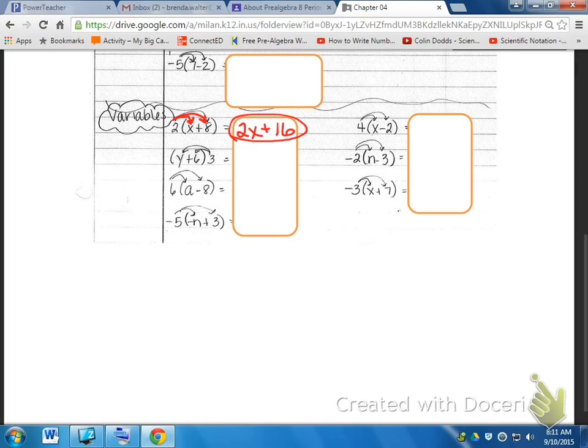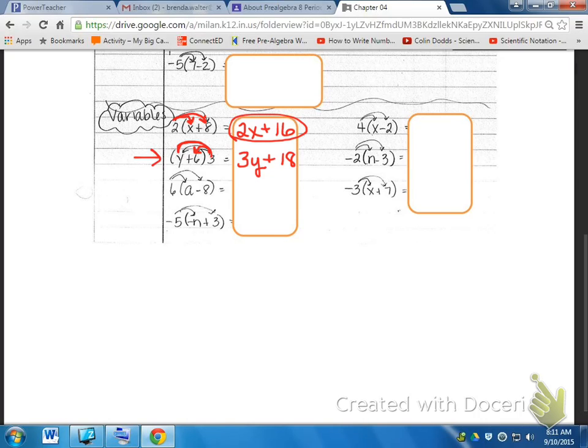Okay, let's go to this one. Y plus 6 times 3. I'm going to take the 3 and the y and multiply together. Does somebody want to try this one? Trayton? 3y. And then 3 times 6 is 18.